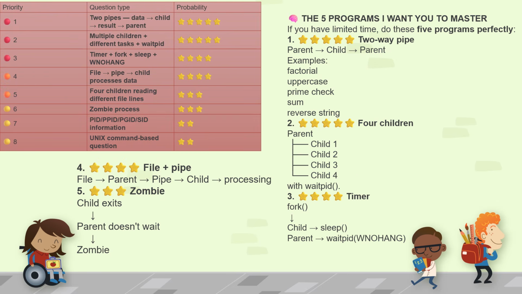Now, these are the priorities based on question types, the probability of which are most important. There are 5 programs that you need to master. The two-way pipe that I had shown you, the parent and the child one. The parent and the child read, write. Read means open mouth. Write means a pencil.